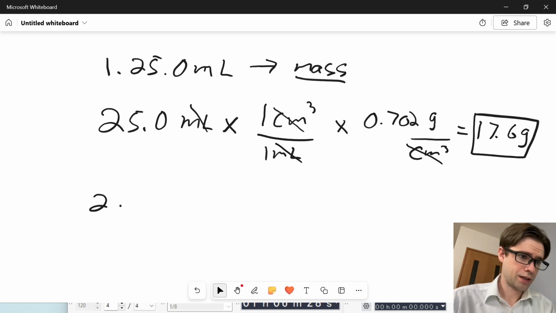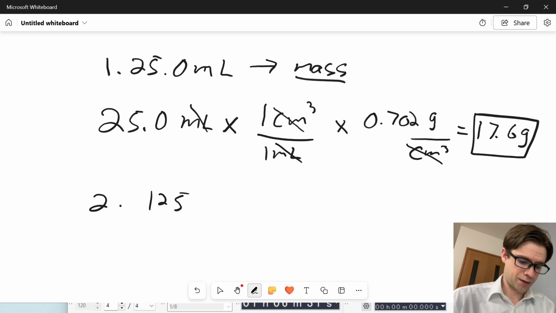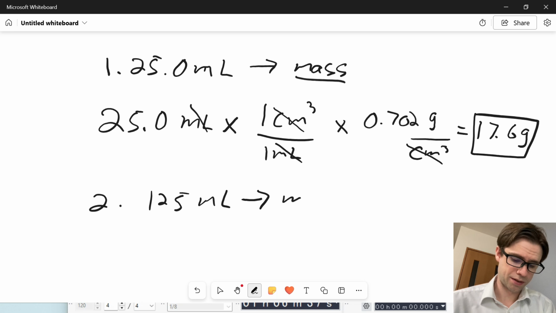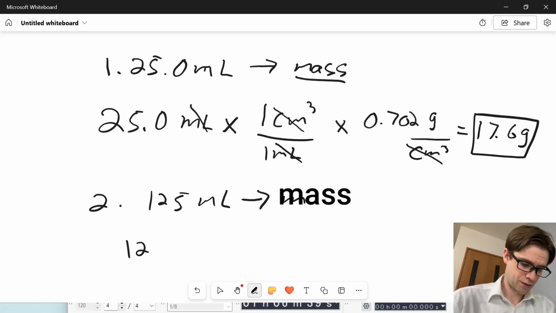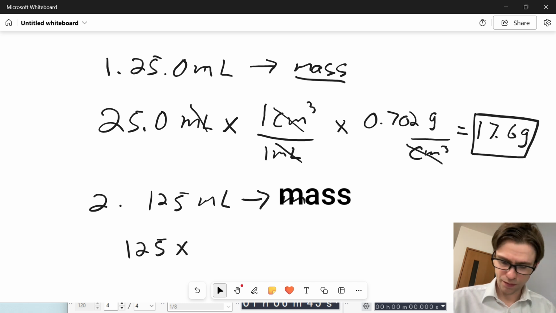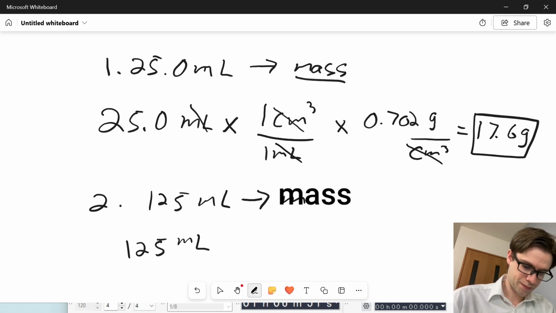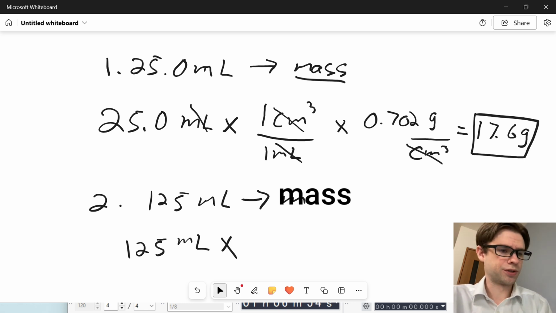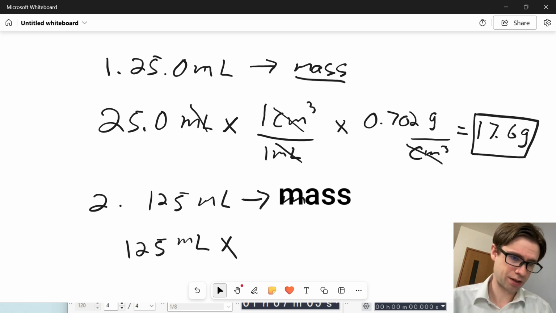Second question, quickly. So I have 125 milliliter. I'm trying to go to a mass again. So 125. Sorry, always write units when you can. Milliliter times some conversion factor. So my density that was given in this question was in grams per liter. So I also want my volume here to be in liters. I know of a conversion rate between milliliters and liter.